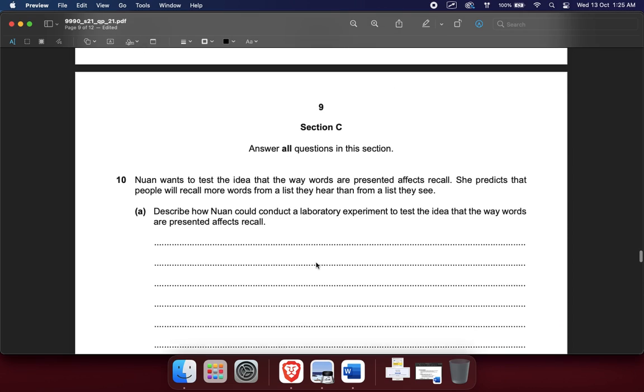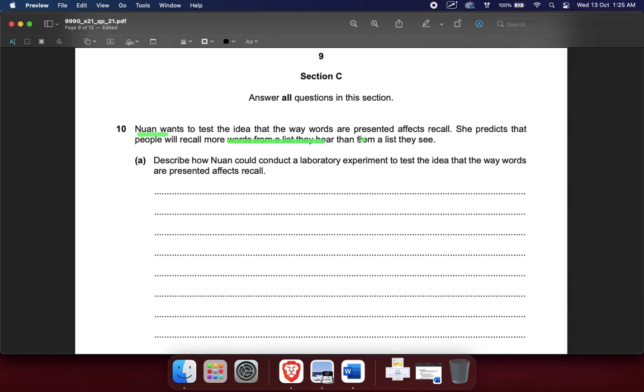Okay, last 2 questions. Nuan wants to test the idea that the way words are presented affects recall. So you present words, it affects the way you recall them. She predicts that people recall more words from a list they hear versus a list that they see. So if you hear someone saying apple, ball, cat, dog, versus you write it on paper and give it to a participant, which one can you recall better? That's an interesting question to ask.